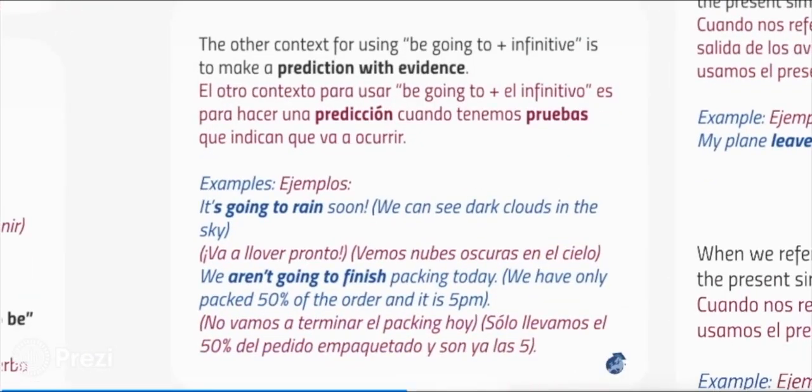The other context for using be going to plus infinitive is to make a prediction with evidence. Examples: It's going to rain soon. We can see dark clouds in the sky. We aren't going to finish packing today. We have only packed 50% of the order, and it is 5:00 p.m.